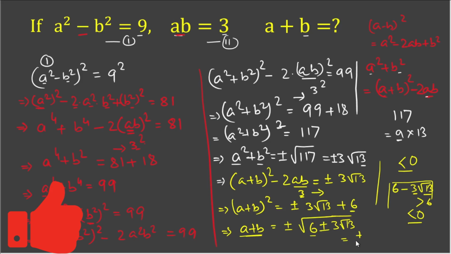So it is plus minus square root of 6 plus 3 square root 13. So friends, for the real solution of a plus b, we can write it as plus minus square root of 6 plus 3 square root 13. This is the real value of a plus b. This is our answer to the question.